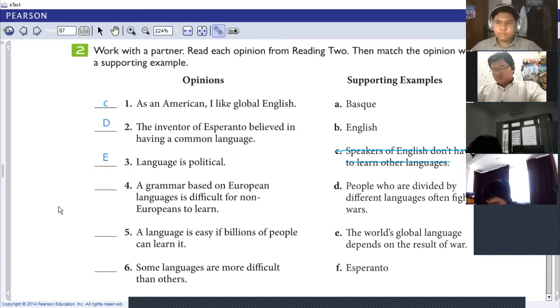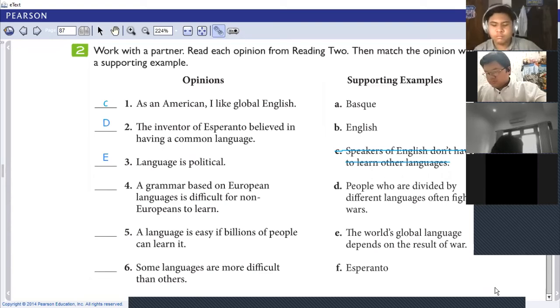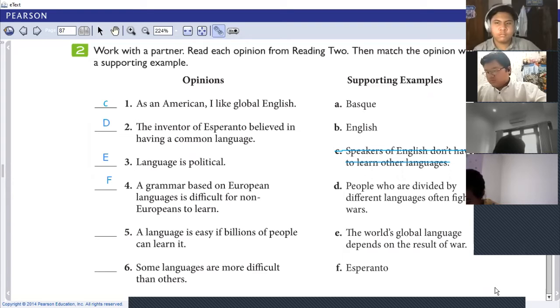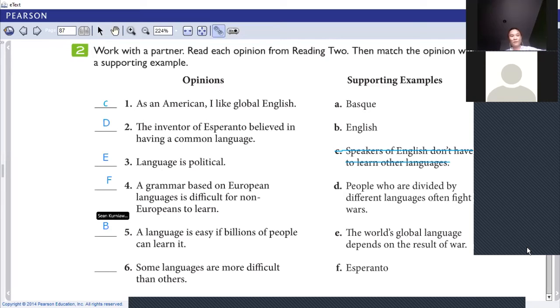Okay, 4, a grammar based on European language is difficult for non-Europeans to learn. What is the example that goes with it? Kevin? Yes, miss. Do you know 4? Is it F? Yeah, that's Esperanto. Yeah. 5, a language is easy if billions of people can learn it. Already. Jocelyn? B, miss. Yeah. So English.